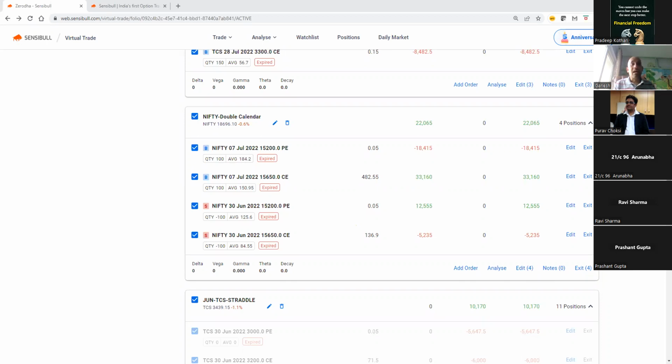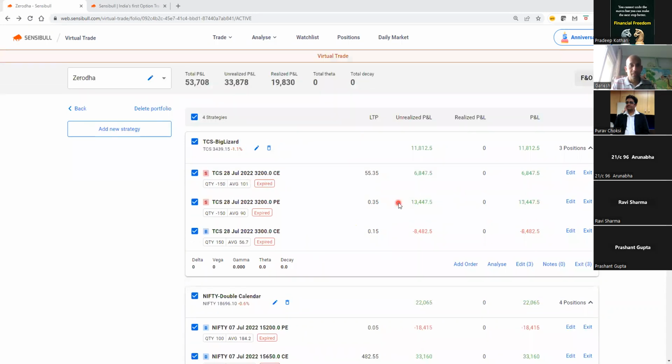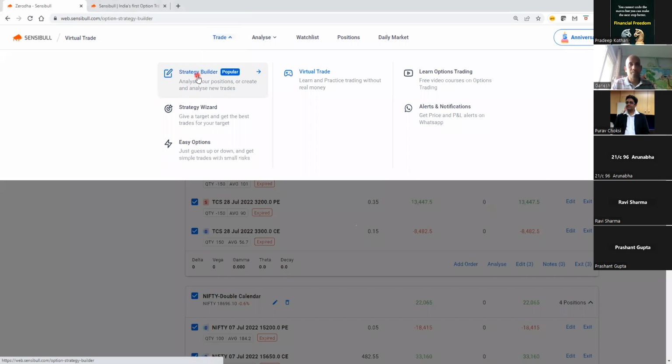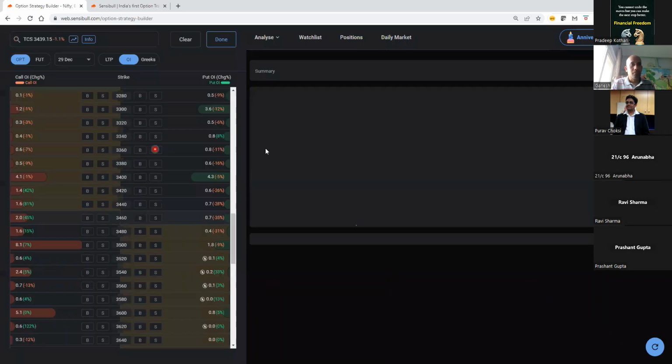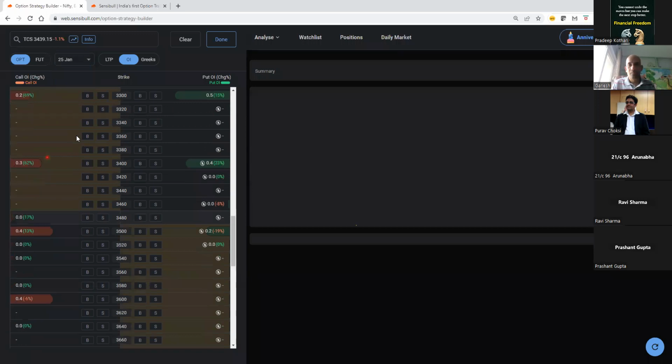The other view is I will take some ratio spreads. Ratio spreads give me a wide range. I'll show you one ratio spread here. Suppose I build one strategy. Let me take January, because it gives more premium.